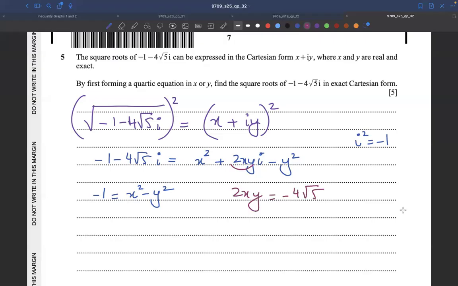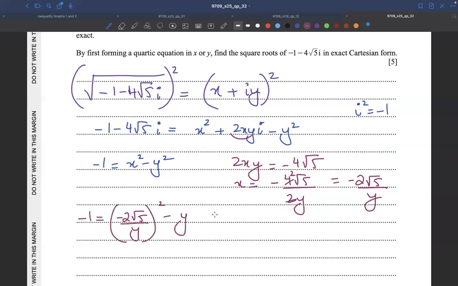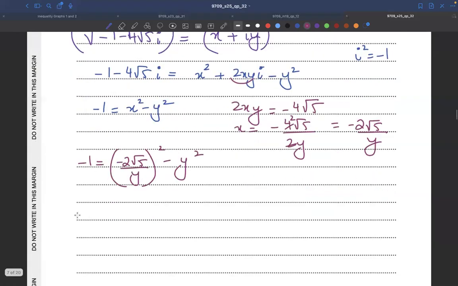Now we'll use these equations to form a quartic equation and then find the values of x and y. So let's say x is equal to -4 root 5 upon 2y. This will cancel out, so x would be equal to -2 root 5 upon y. Now in place of x, we'll substitute this value. So -1 would be equal to -2 root 5 upon y, whole squared, minus y squared. Expanding the square, we get -1 is equal to 4 into 5, that is 20 upon y squared, minus y to the power 2 again.